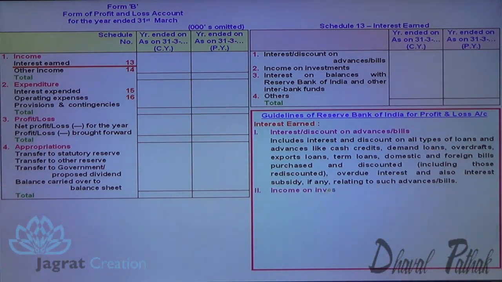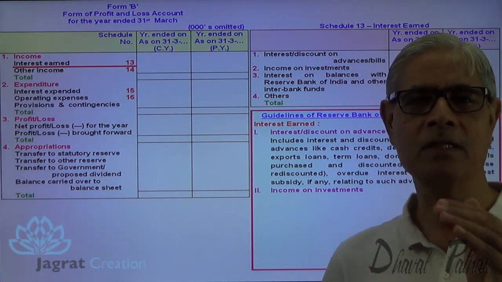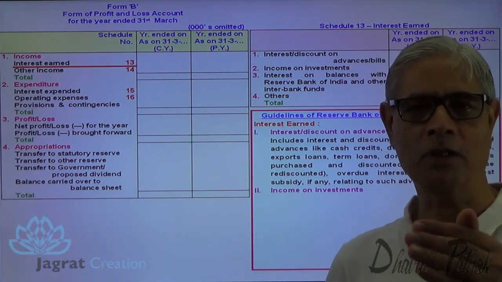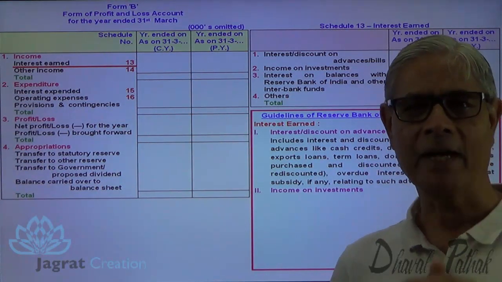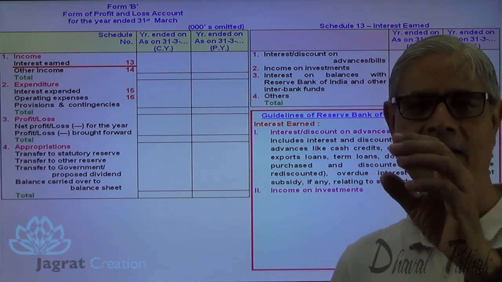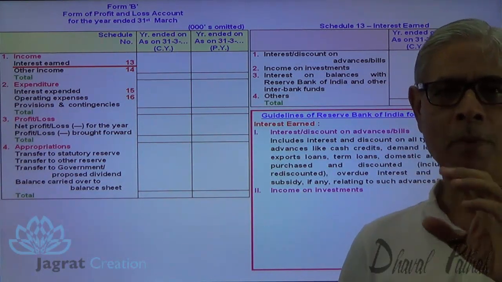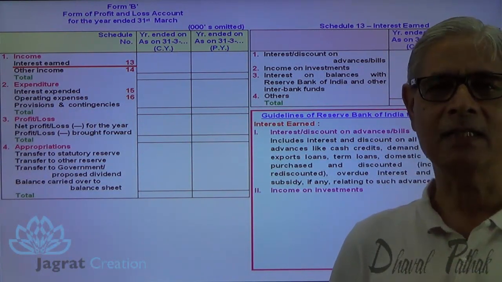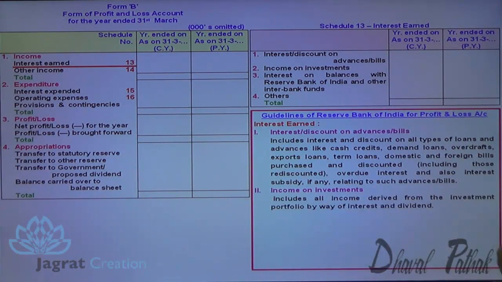Now, income from investment. There are funds which could not be advanced, funds which are not required for the current operations of the bank, and funds which are required to be maintained with the Reserve Bank of India as minimum deposit. So after advances required for operating purposes and the deposit with the RBI, whatever balance surplus funds are there with the bank, they are invested by the bank, and the income from investment includes all income derived from the investment portfolio by way of interest and dividend.